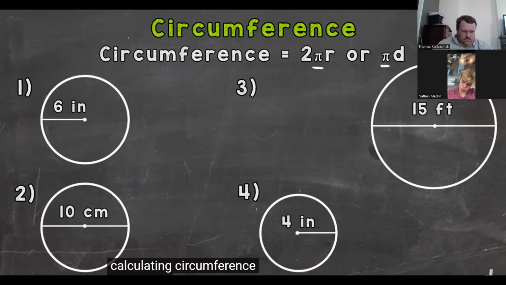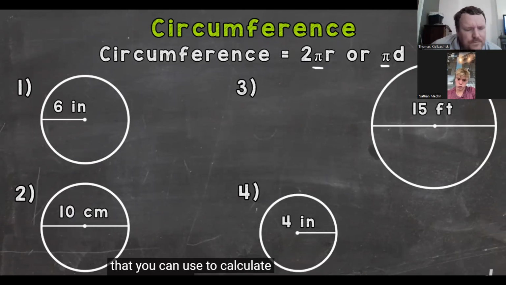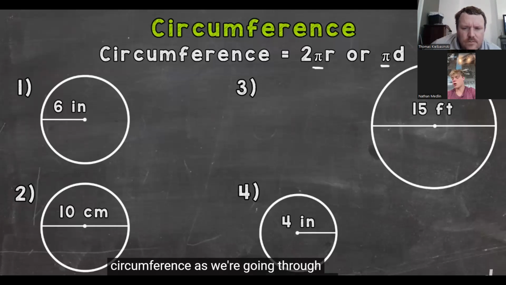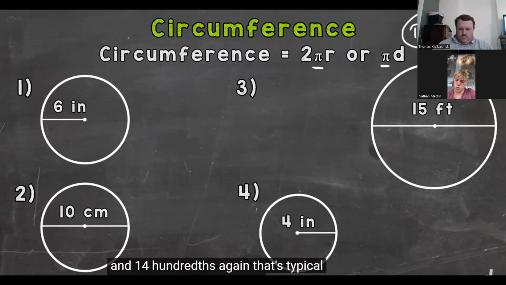Now pi is a very long decimal, so there should be a button on your calculator that you can use to calculate circumference as we're going through these problems. Or, since pi is a very long decimal, some people use the rounded shortened version of 3.14. Again, it's typical and common to use that, or use the button on a calculator.